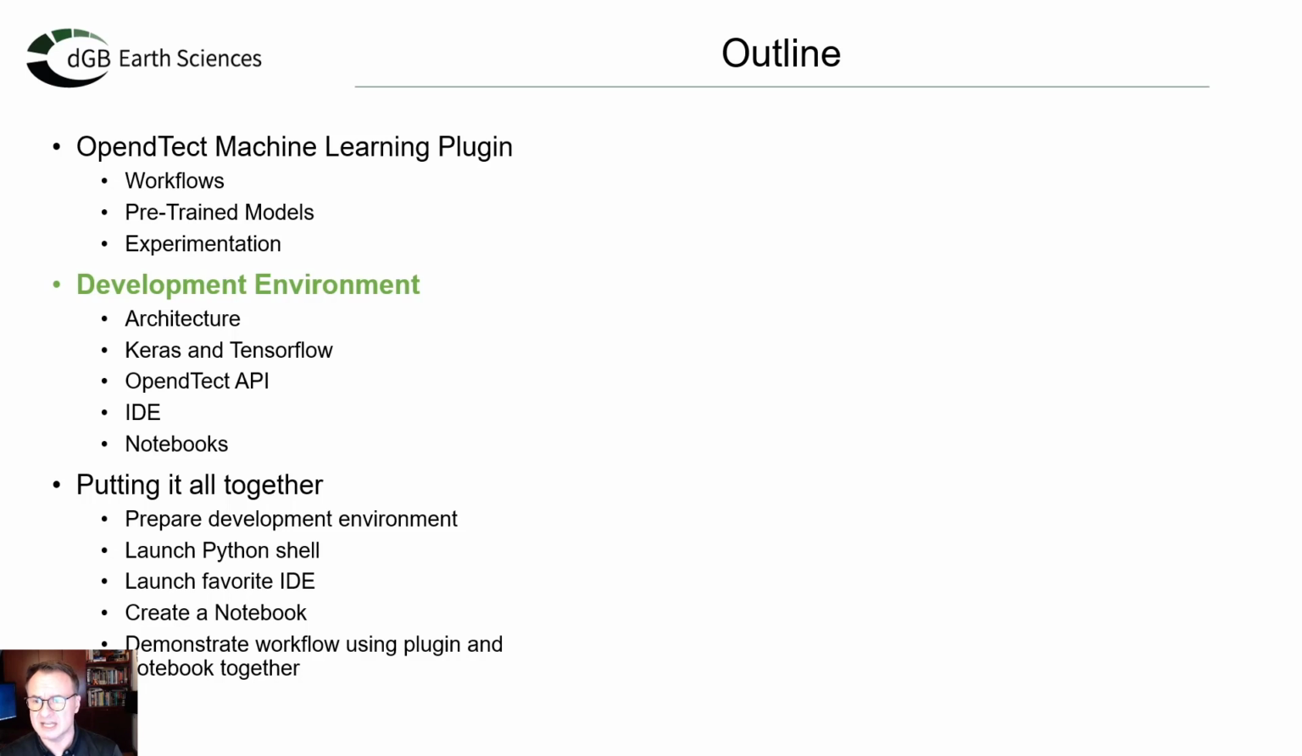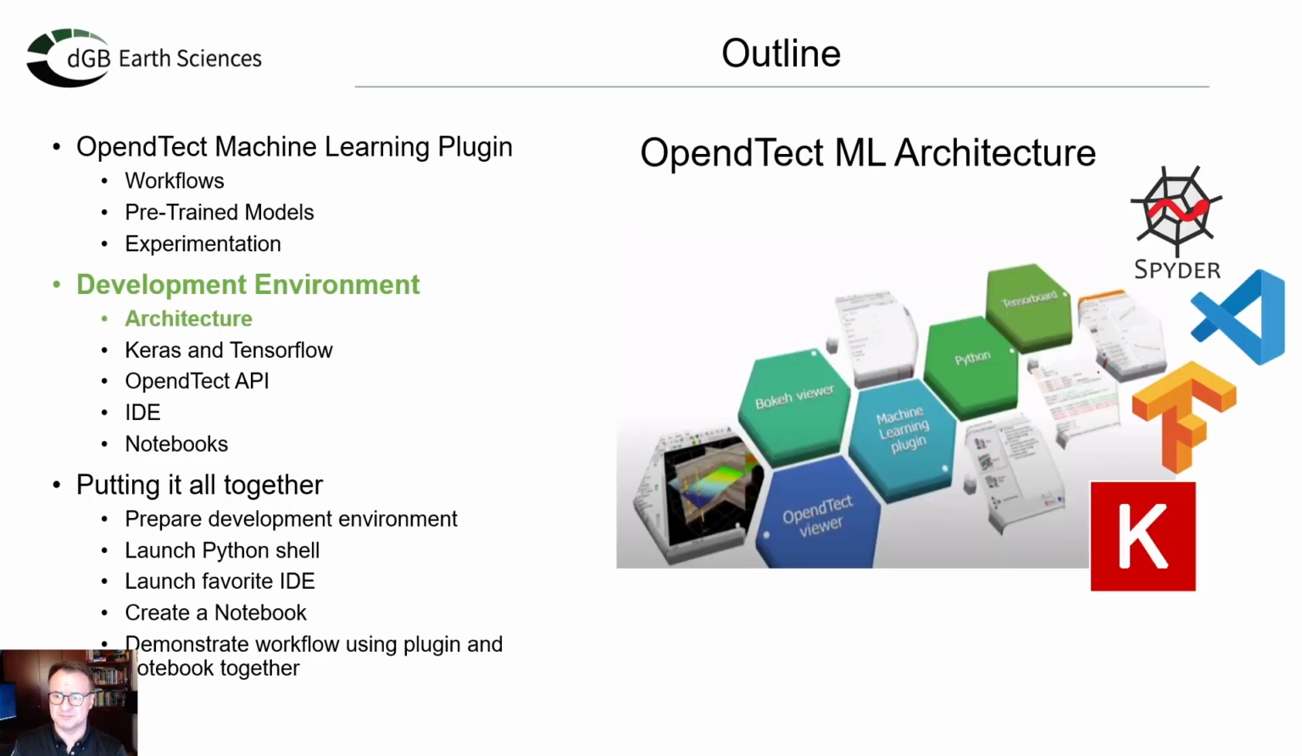So inside of the development environment, inside of OpenDetect, it has quite a sophisticated architecture. And so aside from OpenDetect, there's OpenDetect as a viewer. There's what they call the Bokeh viewer. I don't know if I pronounced that correctly or not. That's basically a link to allow you to use a lot of the machine learning TensorFlow tools inside Python run tools inside of OpenDetect's native windows. There's the machine learning plugin, which has its own workflows, pre-trained models. That's linked to Python. Tensorboard rides on top of that and allows us to monitor our training sessions.